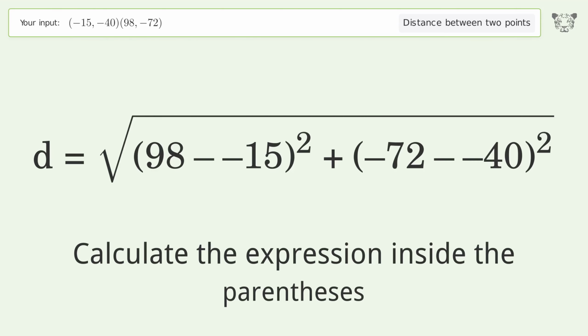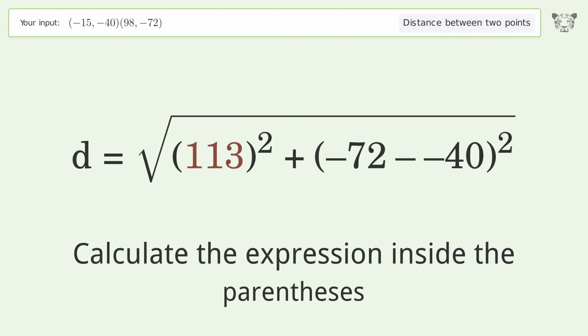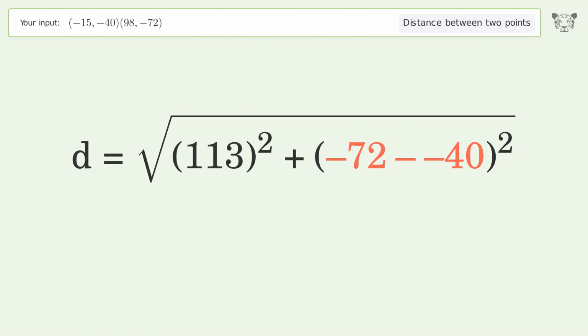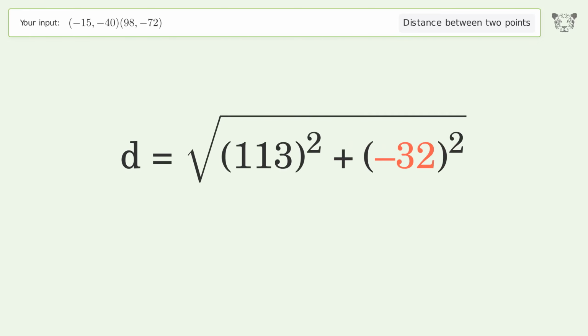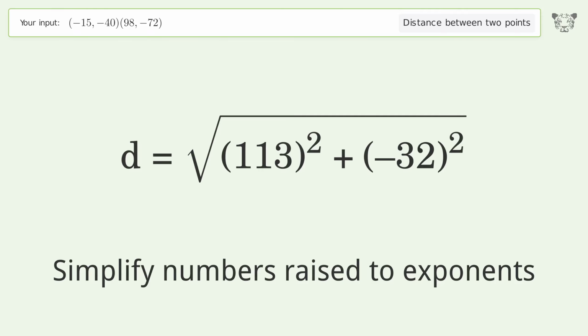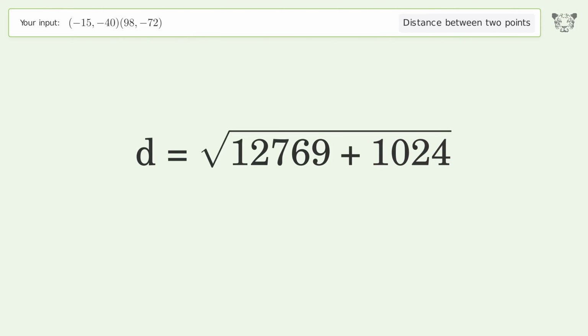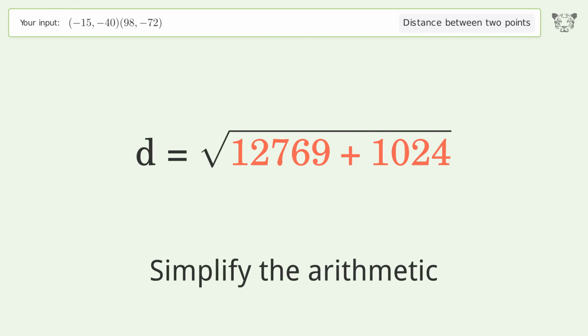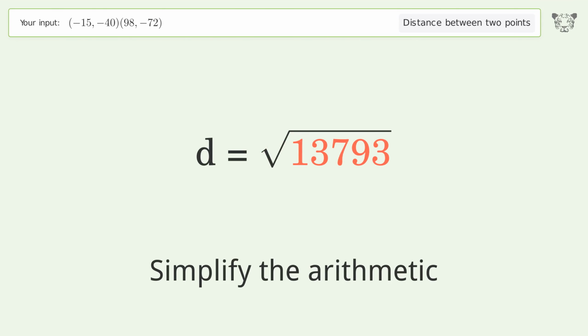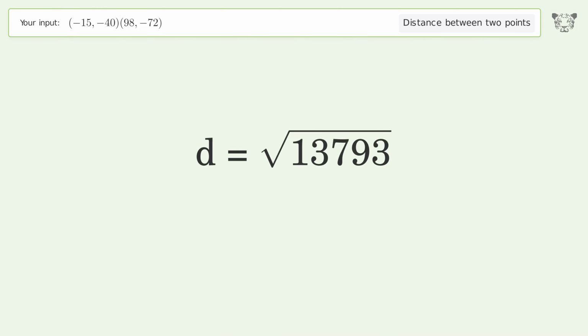Calculate the expression inside the parentheses. Simplify numbers raised to exponents. Simplify the arithmetic. And so the distance between the 2 points is the square root of 13,793, or 117.444.